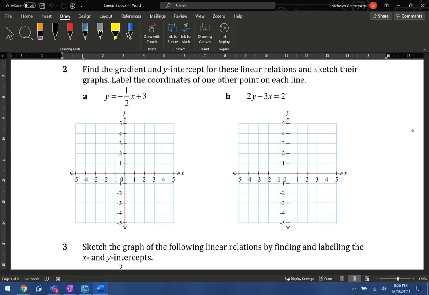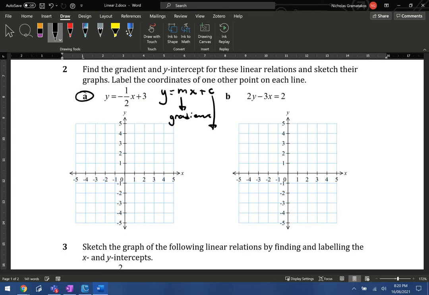Question 2a asks us to find the gradient and y-intercept for these relations and sketch their graphs. So this is quite easy for 2a. When we have a rule that is y equals some number, I'm going to call it m, times x plus another number, which I'll put as c, the m refers to our gradient, and the c refers to our y-intercept. So if our equation is in that form, super easy. Our gradient here is -1/2, and our y-intercept is +3.